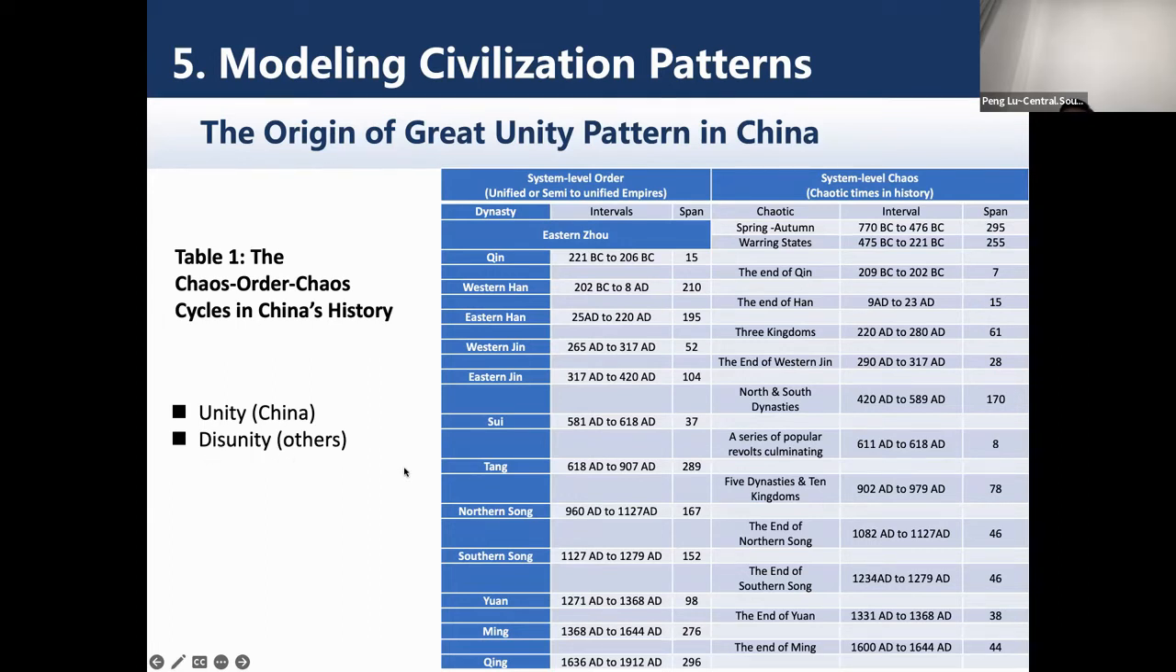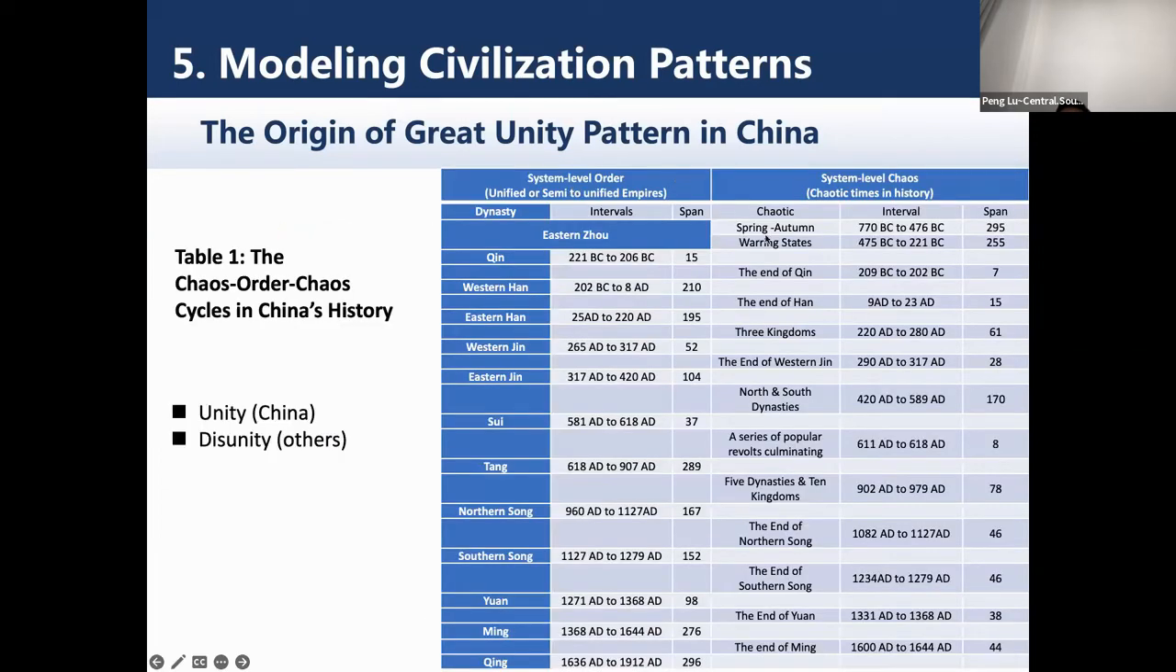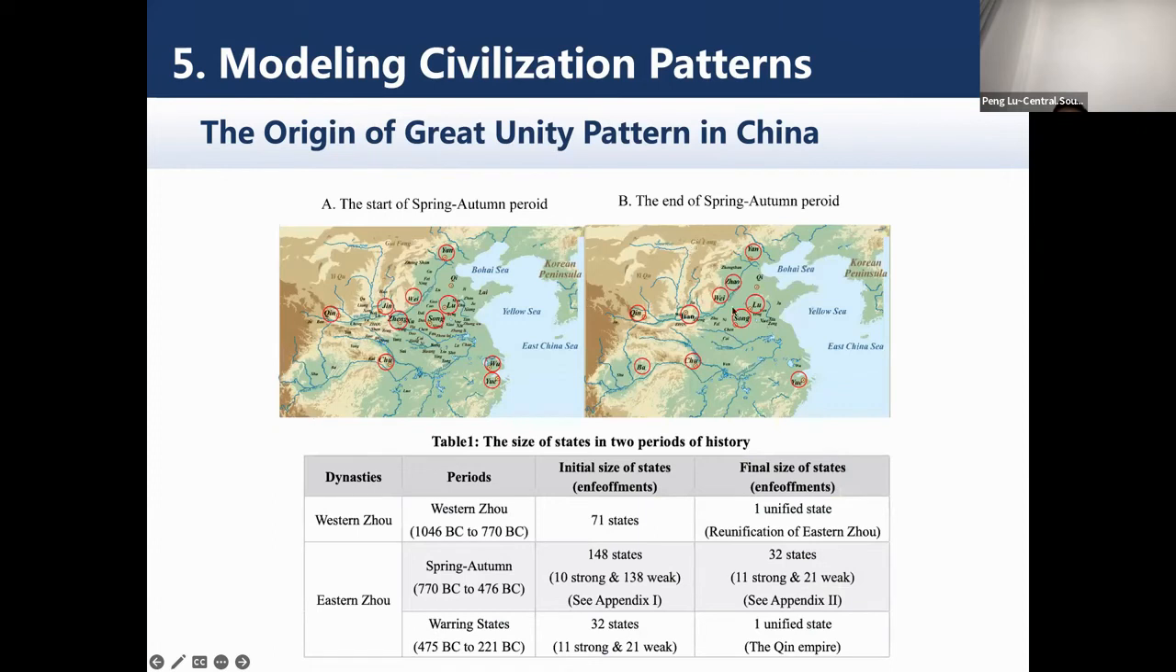So for now, we are focusing on China's pattern. The origin of the unity, or the great unity, is the Eastern Zhou period. So this is the origin, and we are trying to model this process. We want to answer why the unity process is achieved.